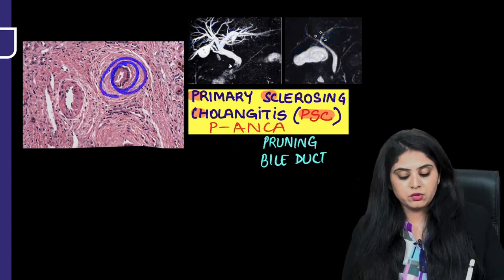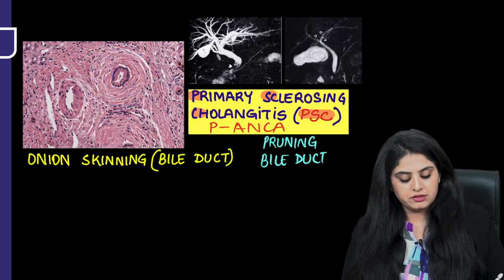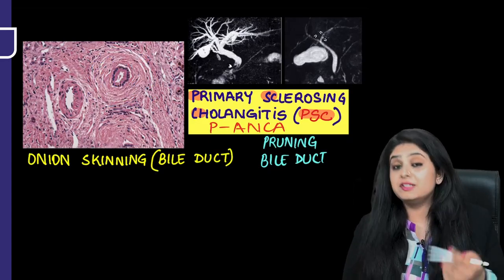And what do you see microscopically? The famous onion skin appearance. So the onion skinning of the bile duct is noted. Remember, these are all questions.